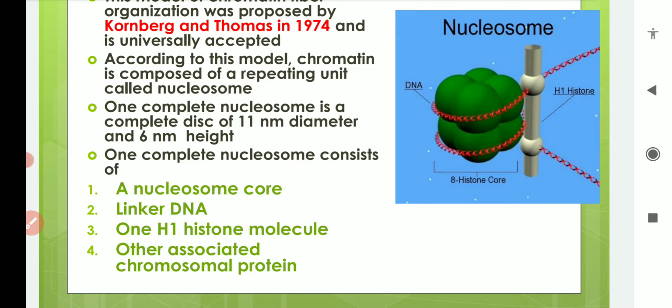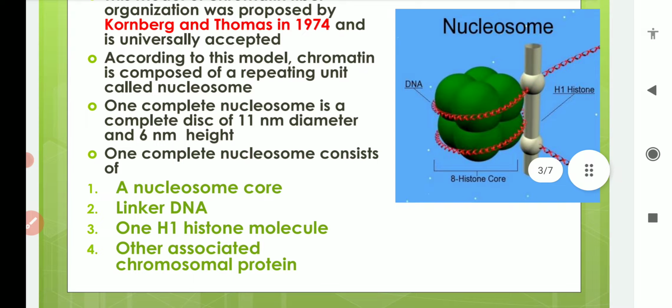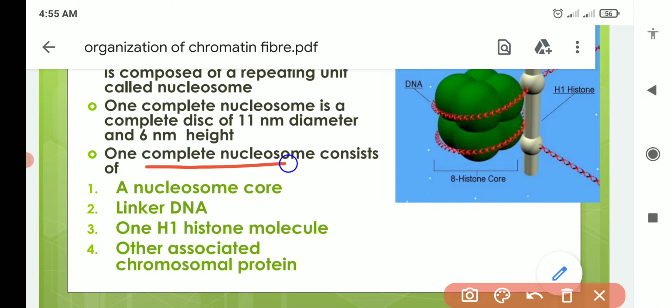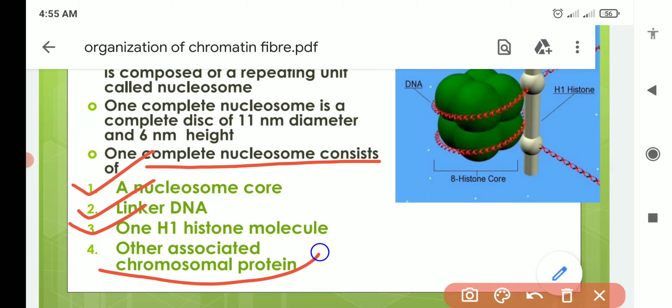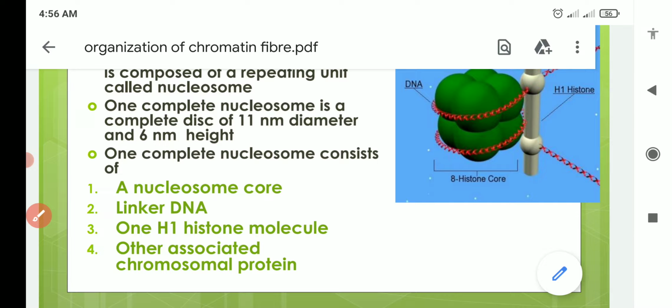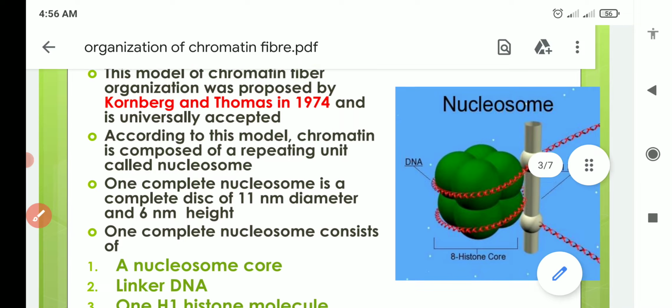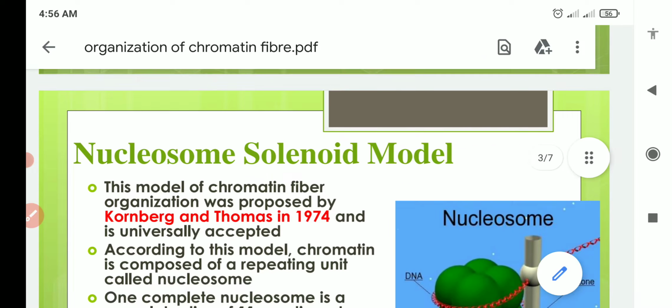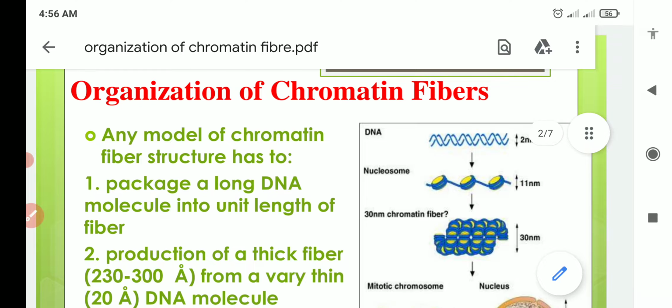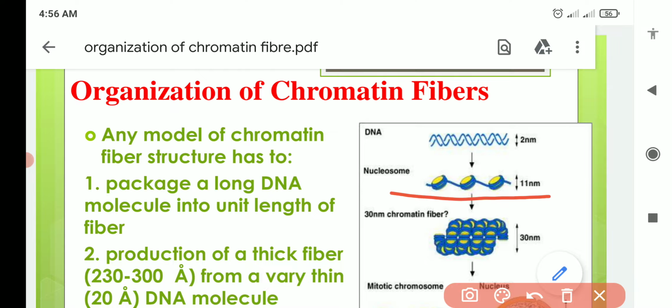And one complete nucleosome has several components. First one is a nucleosome core, a linker DNA, one H1 histone molecule, and some other associated chromosomal proteins. So in this image you can see one nucleosome. Here you can see several nucleosomes together.